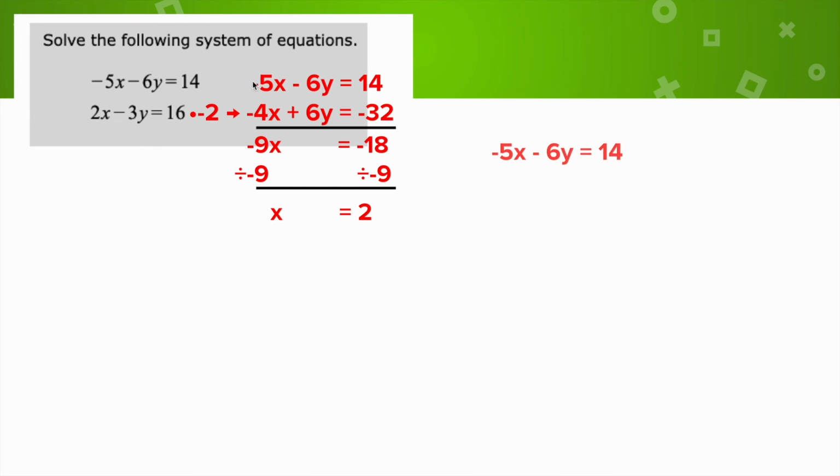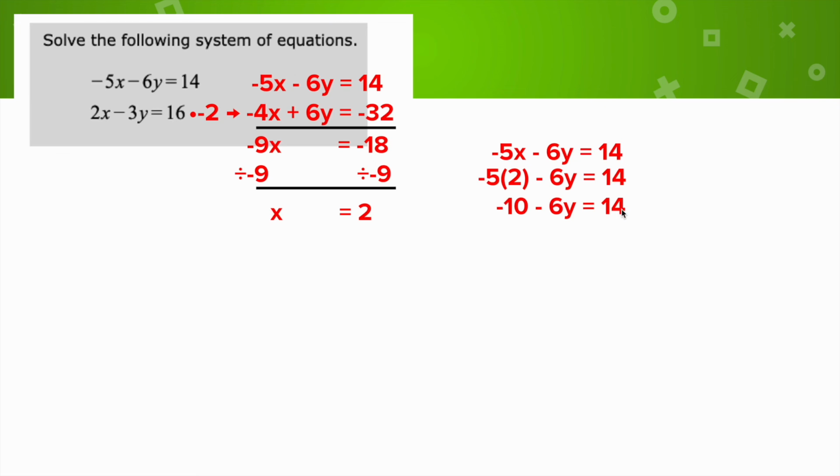I'm going to go and choose one of the two equations. I'm choosing the first one again. Again, it wouldn't matter if I chose the first or second one. I should get the exact same answer either way. And I'm going to plug in 2 for x, since I know what x equals. So negative 5 times 2 is negative 10 minus 6y equals 14.